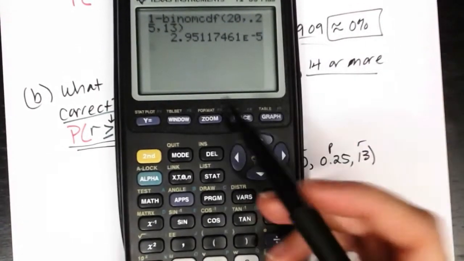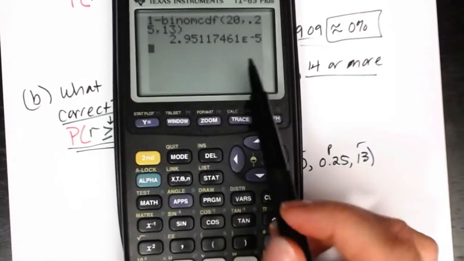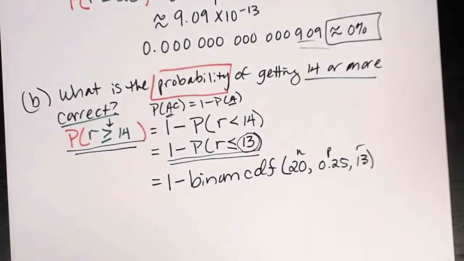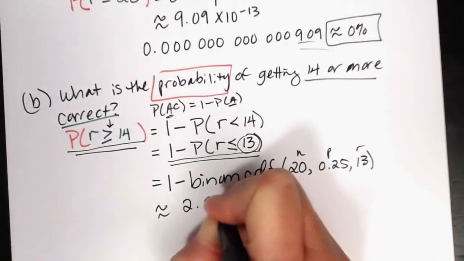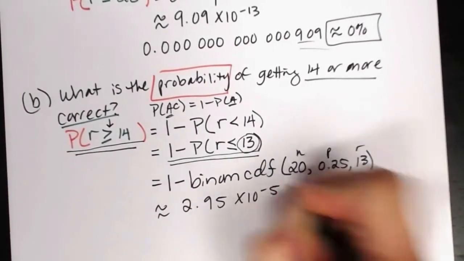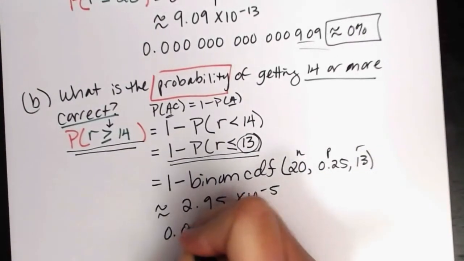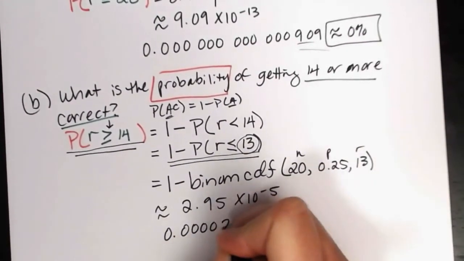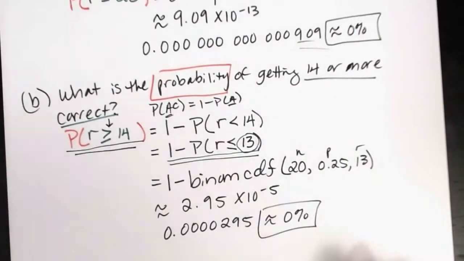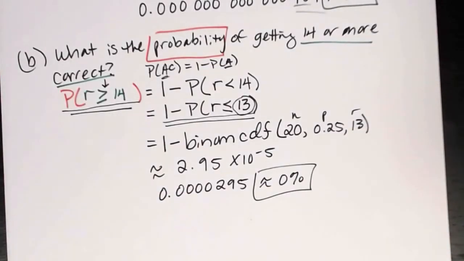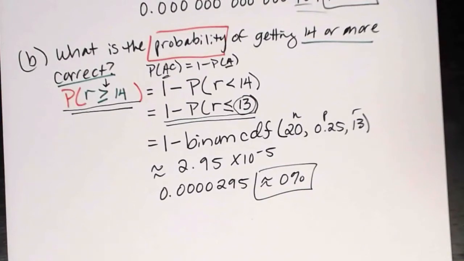Okay, so this is better, right? 2.95 times 10 to the negative 5. Definitely more possible than getting them all correct. But it's still a decimal point, 4 zeros, and a 295. It's still basically a 0% chance. It's a lot more possible, but it's still not looking good. We are not, most likely, going to get a 70% or better on this test.